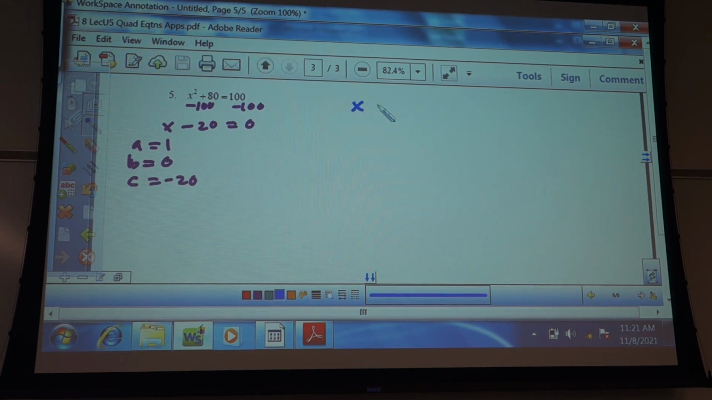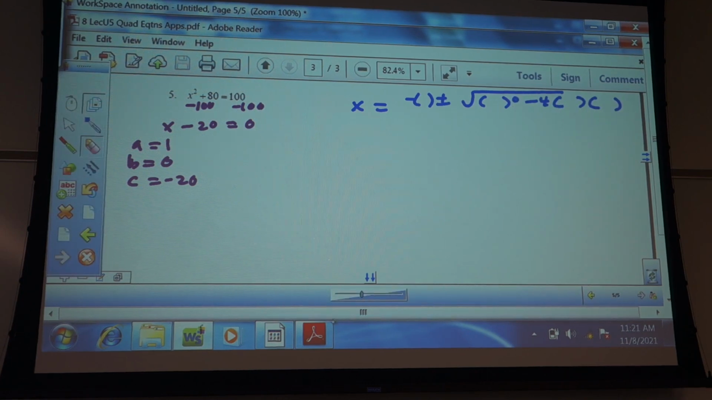So we're going to put it in here. X equals negative b plus or minus square root of b squared. No, I've got to put parentheses for b, sorry. Parentheses squared minus 4, parentheses. Oh, it's supposed to be squared.